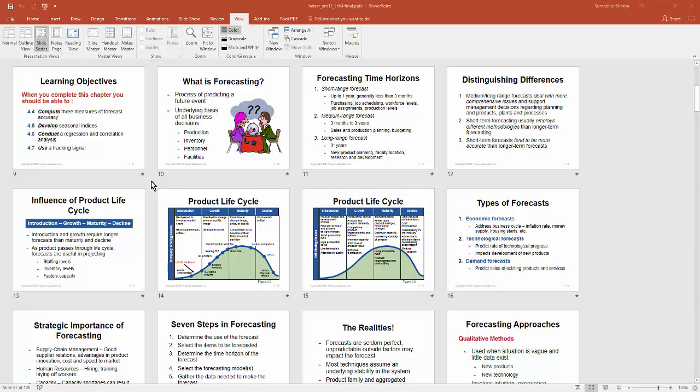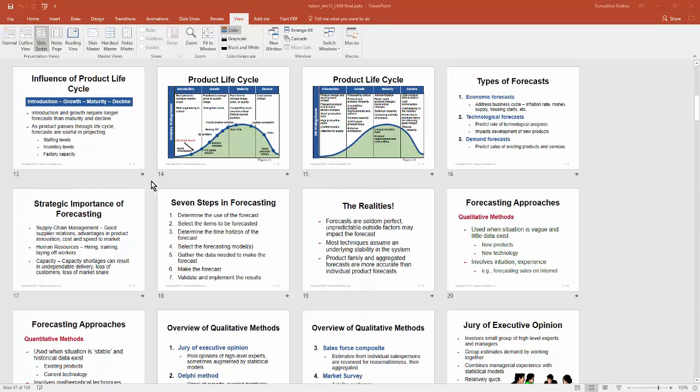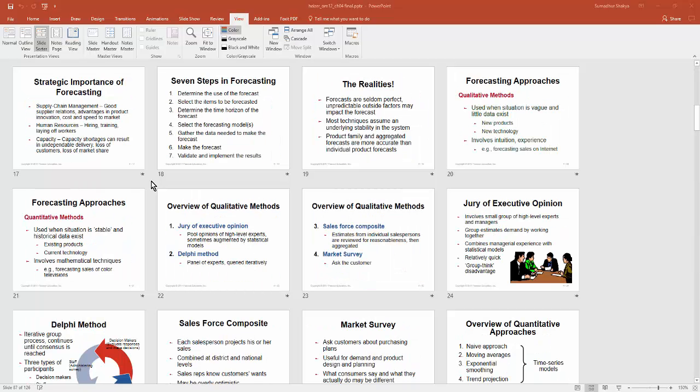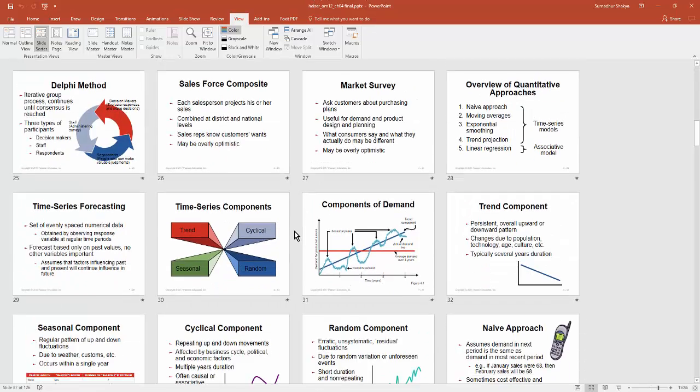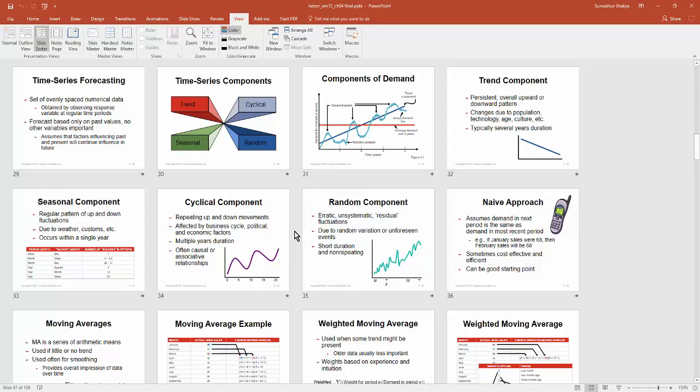In forecasting, the lecture notes are posted for you in the iLearn. We are going to go through the quantitative approaches or methods, namely naive, moving averages, exponential smoothing, trend, and linear regression. So let's start with some problems that are representative, so then we can start practicing.